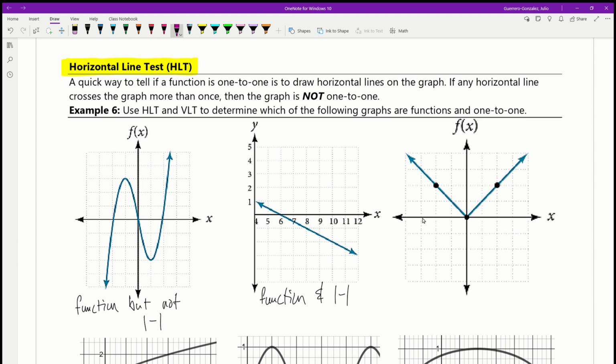This one, number 3, vertical lines. Any vertical line I draw only hits it once. We're good. This is a function. But with the horizontal line test, it crosses it twice every time. So, not one-to-one. Done.